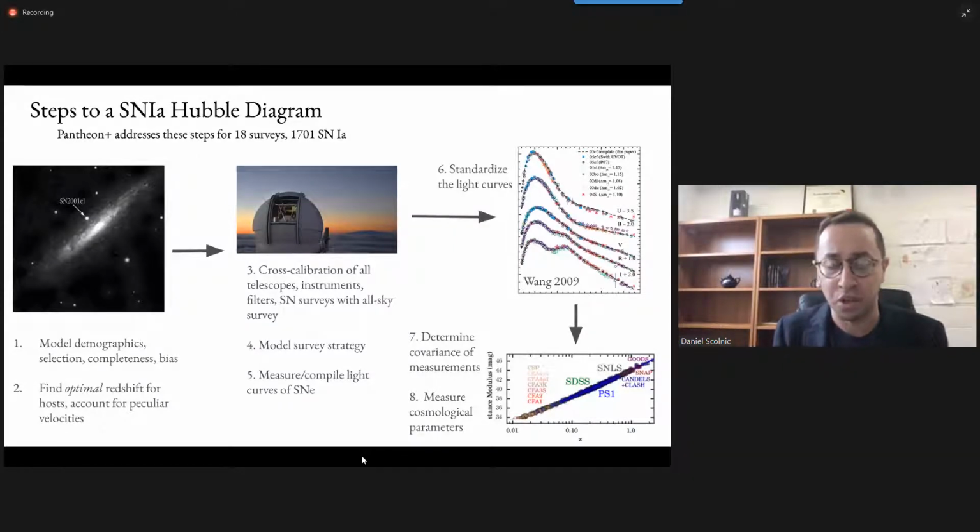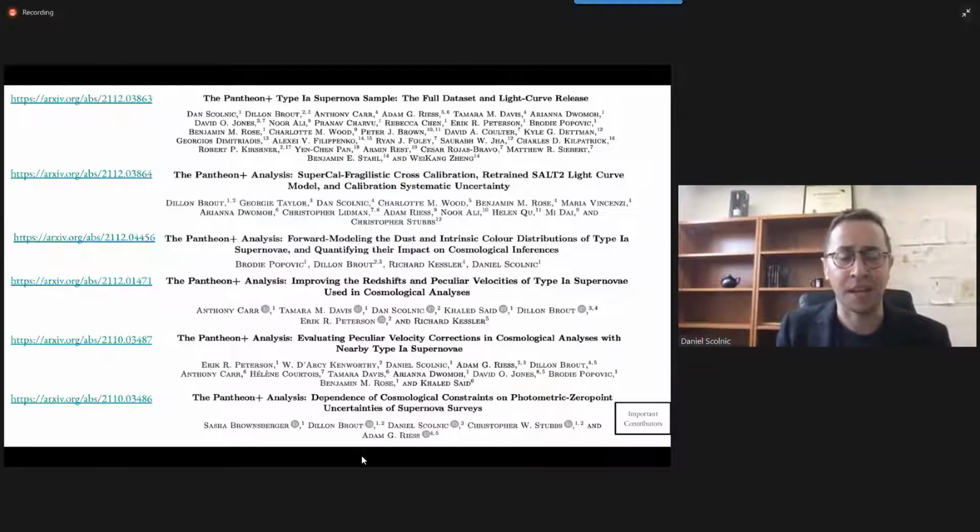So we have to determine the covariance of these measurements. And you'll hear a lot today about how we really strive to do really good measurements of the covariance across all the supernovae. And then finally, we measure the cosmological parameters. Okay, so all of these steps we've tried to take on.